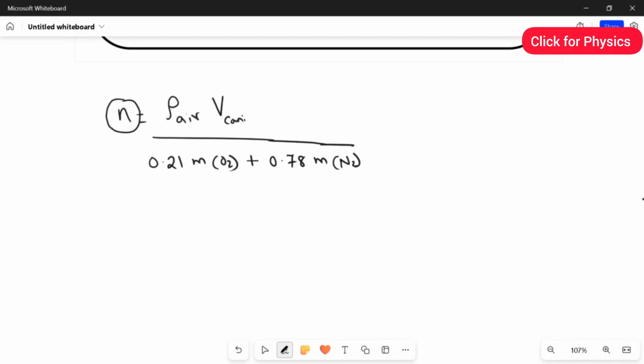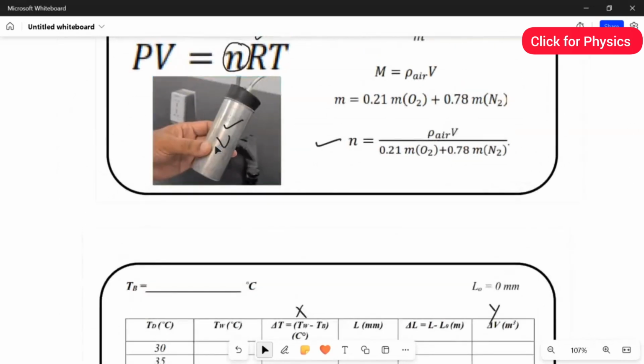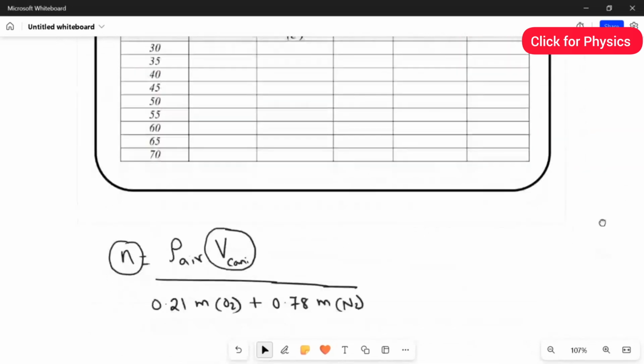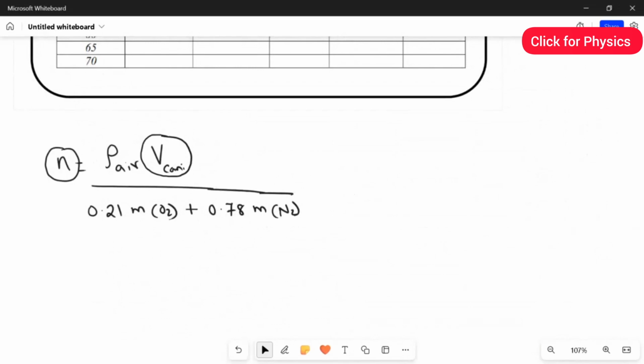If you want to find the value of this N, first we have to find the volume of the canister. As I already mentioned, for finding the volume of the canister, we need the data for the diameter of the canister. So let's go back to the diagram, the picture. So this is our canister. We have to get the diameter of the canister as well as the height of the canister. Here I will provide you the data for the diameter as well as the height.